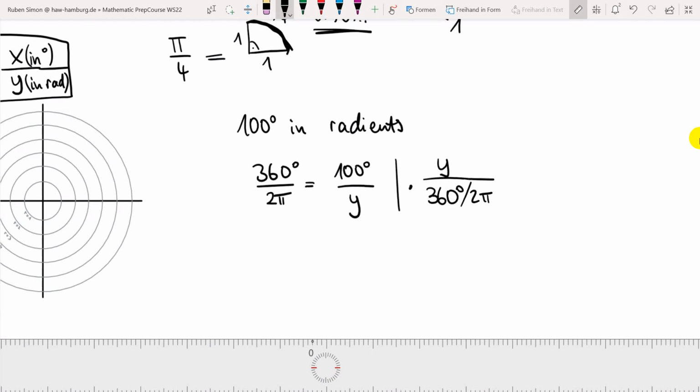Yeah. So if you do that, then this will be y on the other side, and on this side it will be 100 degrees. Of course, if you have this double fraction, so dividing by a fraction, this will turn around the 2 pi and 360 degrees. So 2 pi will be in the numerator afterwards, and 360 will be down here.